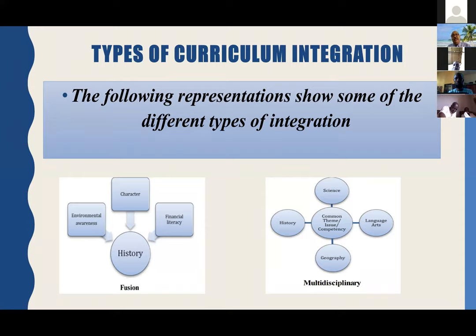The other way is what they call multidisciplinary, where you talk about an event or an issue, and then you bring the different disciplines related to this issue. In this case, we call it multidisciplinary. Still, we keep the boundaries of discipline intact. We don't change or break the boundaries of different disciplines.